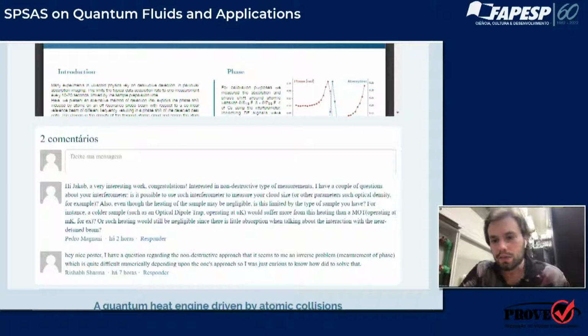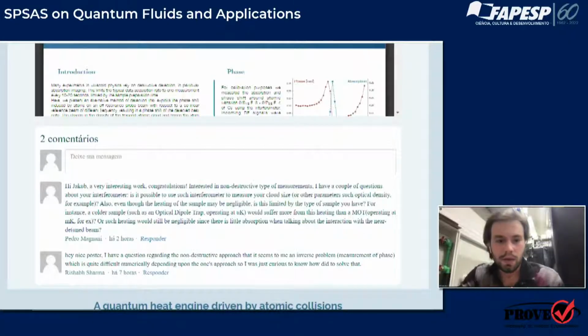And in the second regime where I was detuned further, there was no absorption observed. However, when I used the interferometer to measure the phase, then in both cases there was something measured. So this is the idea, not to use absorption and to use phase as a determination of what happens with the dynamics of the cloud.